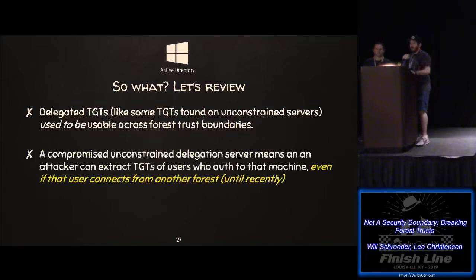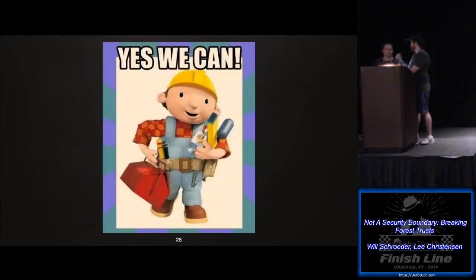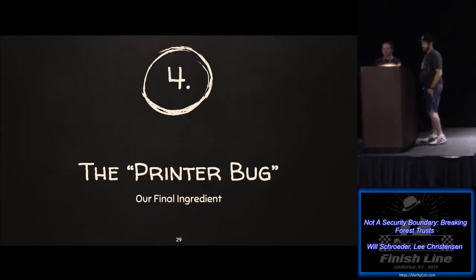So why should you care about all this stuff? Why does this matter? Delegated TGTs can be used across forest trust boundaries. A compromised unconstrained delegation server means that an attacker can extract TGTs of users who authenticate to that machine, even if they connect from another forest, up until a few months ago. And what if we could coerce particular accounts in one forest to authenticate to an unconstrained server that we control? I wonder if this would be possible. Yes, we can. That's where the printer bug comes into play.